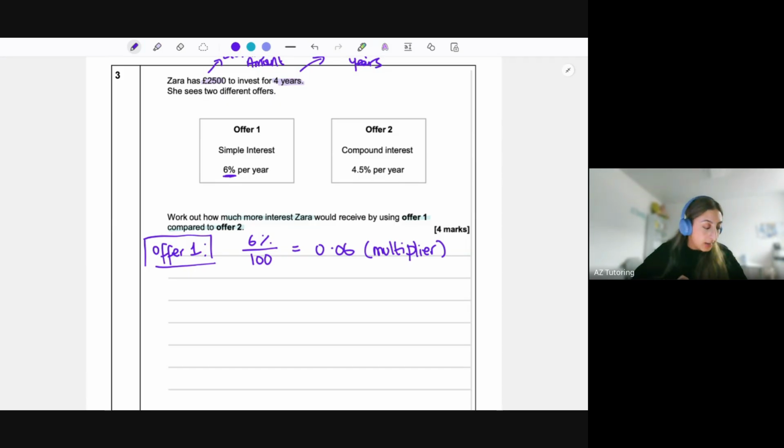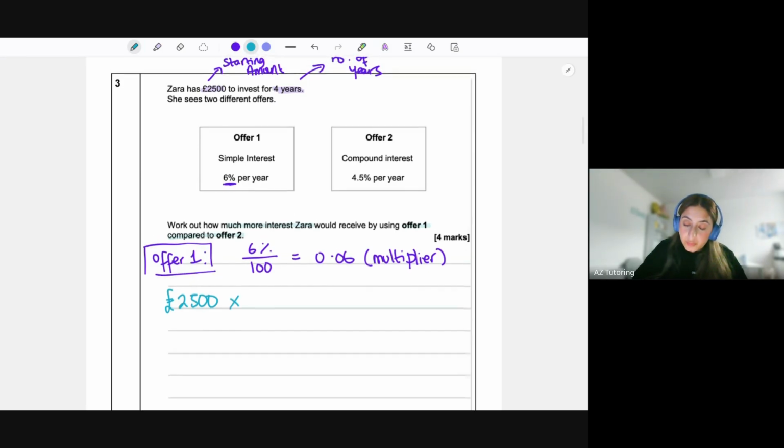So I've got that, and now I can just do the working out. I'm going to do the starting amount, which is 2,500, given to us in the question, times it by the number of years, which is 4 years, and times it by the multiplier, 0.06. If I plug that in my calculator, it gives me £600. So she gets £600 interest with offer 1.